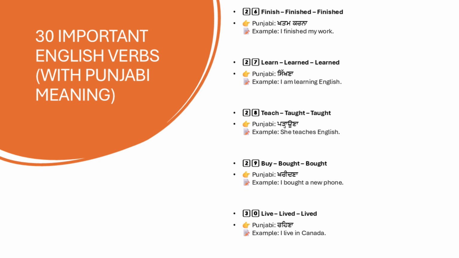And our 29th verb is buy, which means khridna. Buy, bought, bought. Buy is our first form of verb and bought we use for second and third both forms of verb. For example, I bought a new phone.